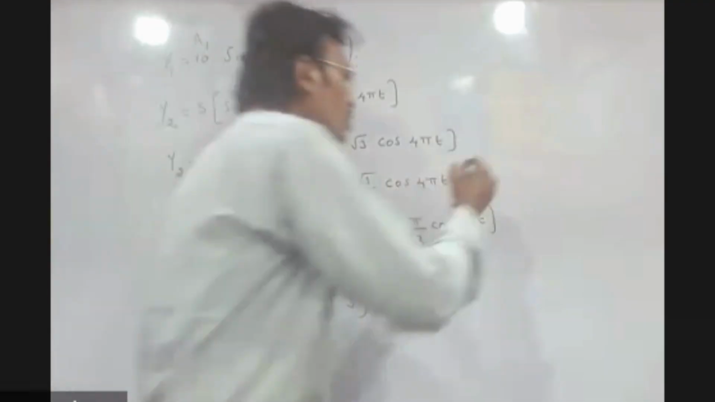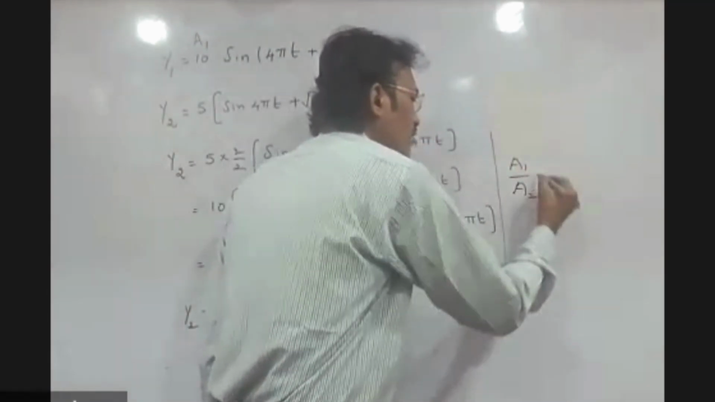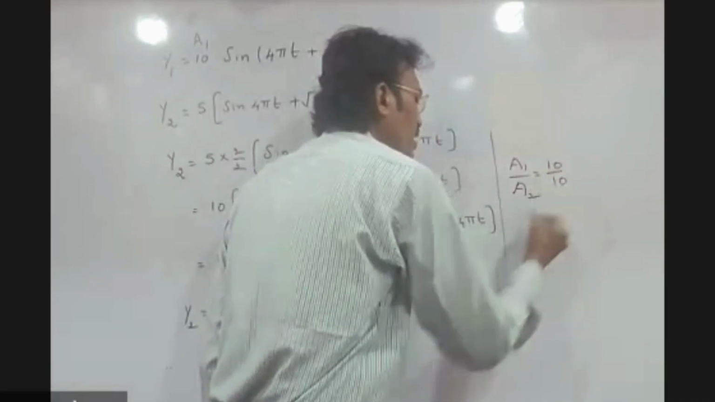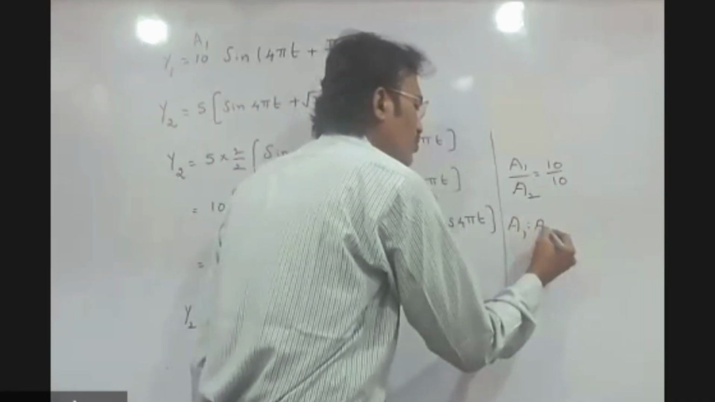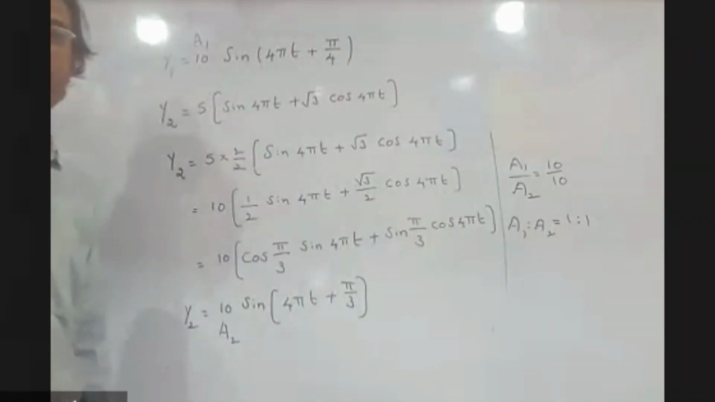I need to take the ratio. The ratio is A1 by A2, so A1 by A2 is equal to 10 by 10. Then A1 is to A2 is equal to 1 is to 1. That is the ratio. Got this?